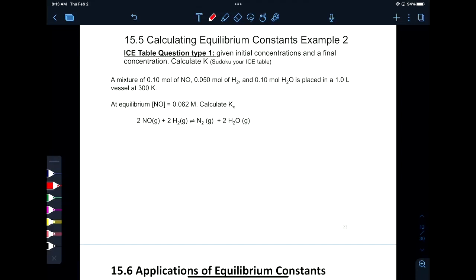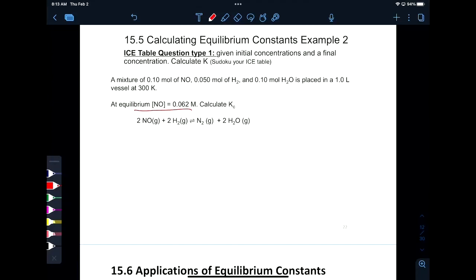So let's look at this example. We have a mixture of this, and that, and we place it in a 1-liter vessel at 300 Kelvin. Again, I have to just say the temperature because this K, big K, is related to that temperature. And then I tell you, at equilibrium, NO concentration equals that.